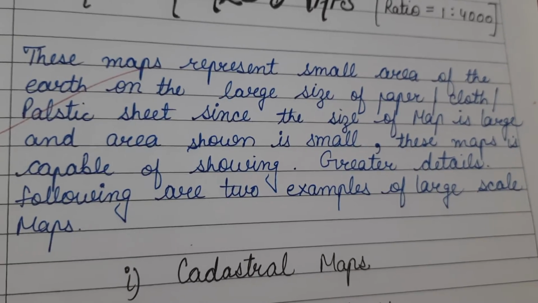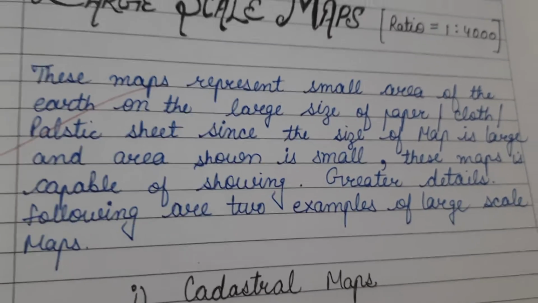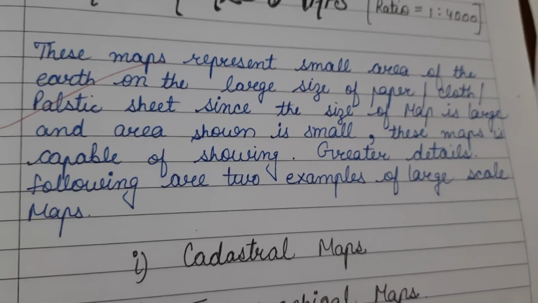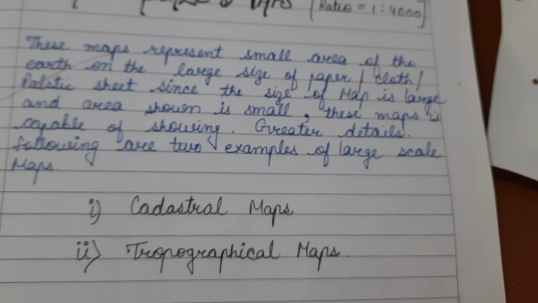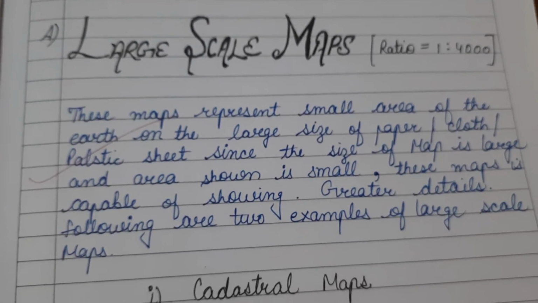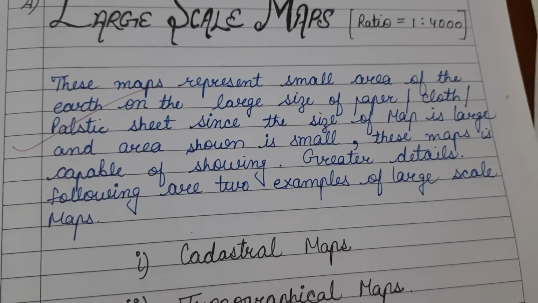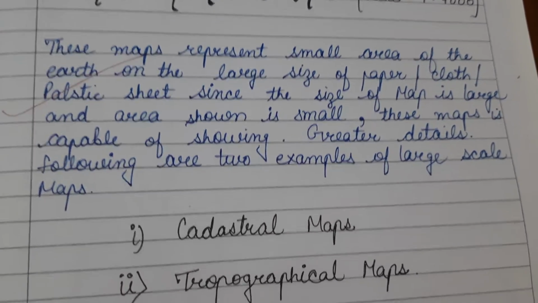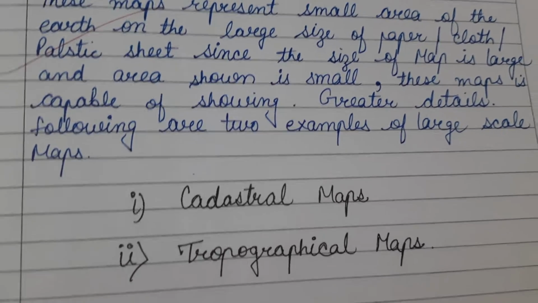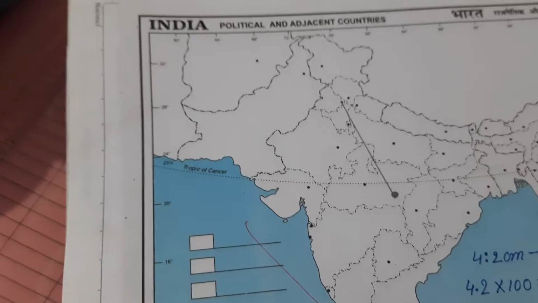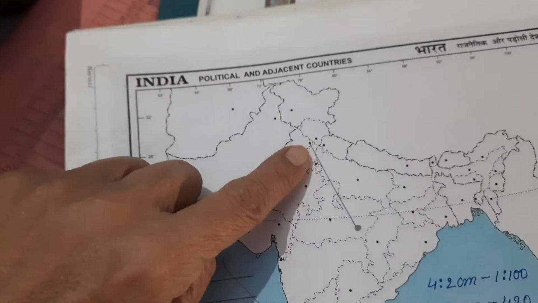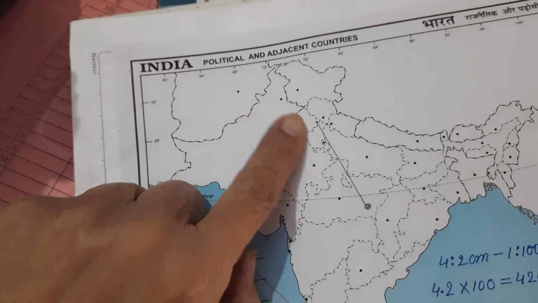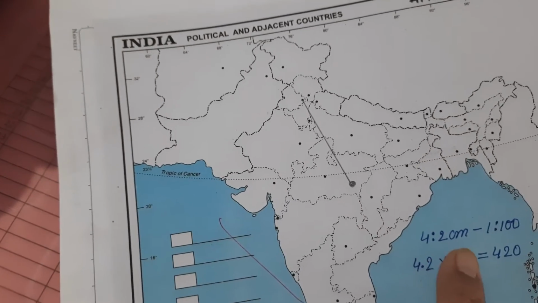These maps represent a small area of the earth on a large size of paper, cloth, plastic sheet. The size of the map is large, the area shown is small, and these maps are capable of showing greater details. Following are the two examples, the cadastral map and topographical map. And now we will see it on map representation. Please see here, like I have shown you the distance from Jaipur to Nagpur. Jaipur to Nagpur is 4.2 centimeter.